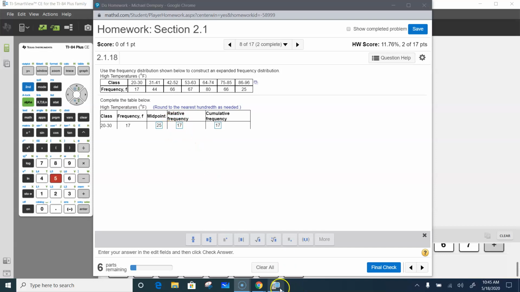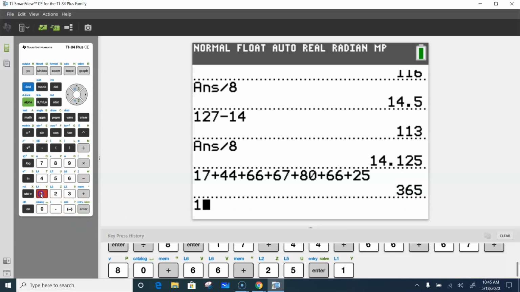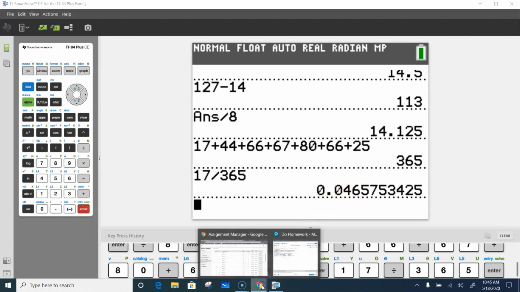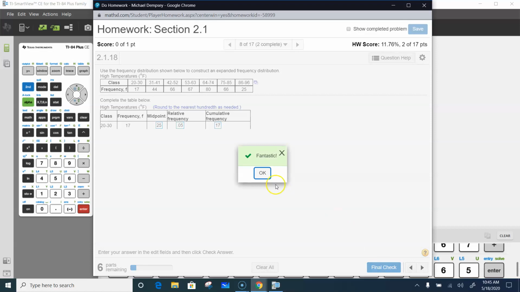So the first thing I would have to do is add up 17, 44, 66, 67, and so on. I have to add all of those up. So if I do that, I'm going to get 365. So here I got to take 17 and divide by 365. Okay, that's relative frequency. It's going to be a decimal. So to the nearest hundredth, that's 2 decimal places, 0.04. That 4 would get rounded up, and that would be 0.05. So I really want 17 divided by the total there. That would be 0.05, and then we can finally check that, and that is a lot better for us.